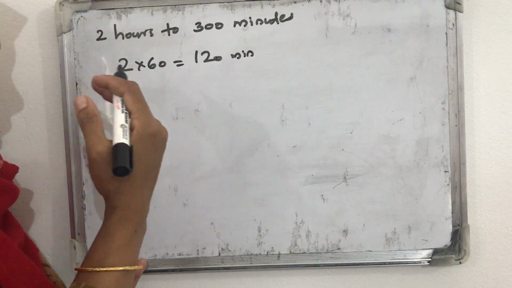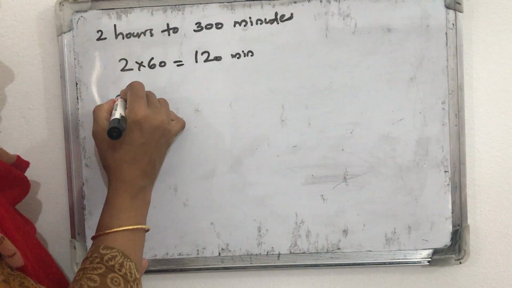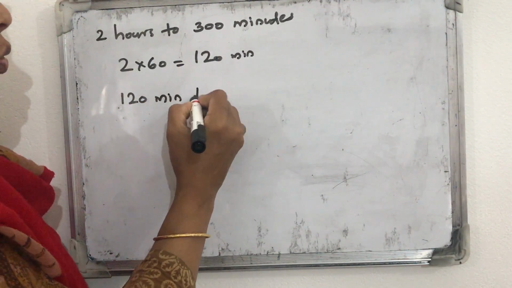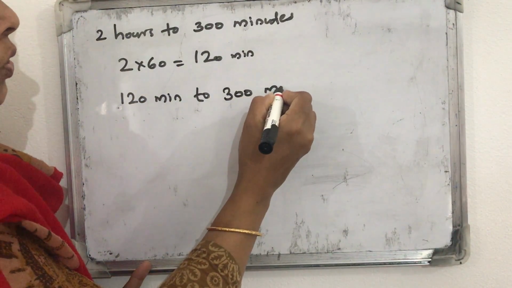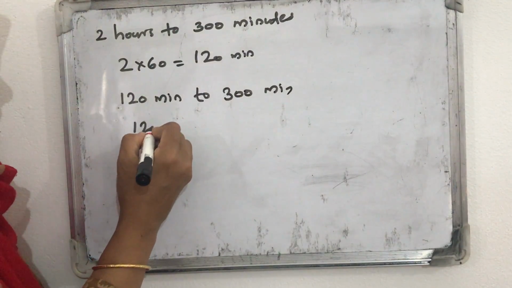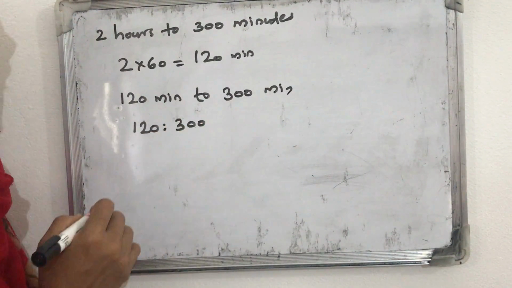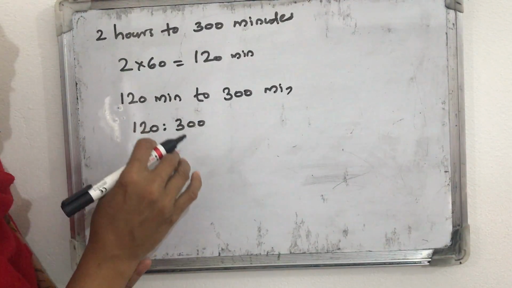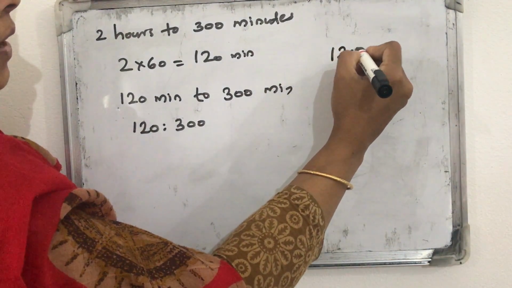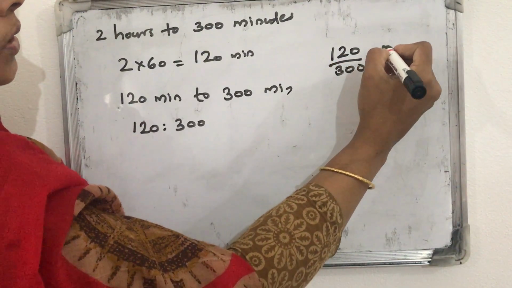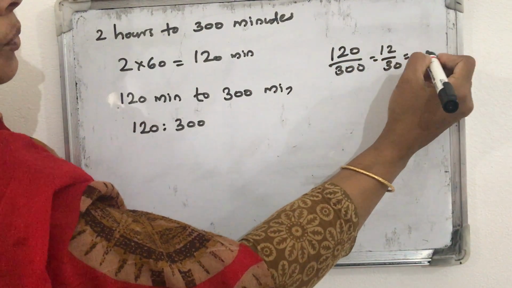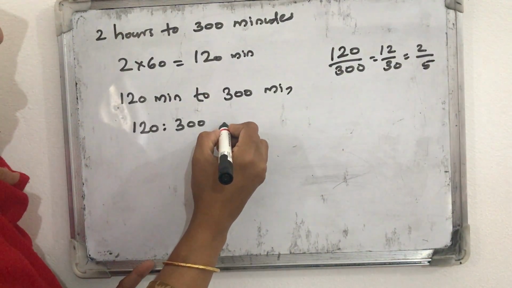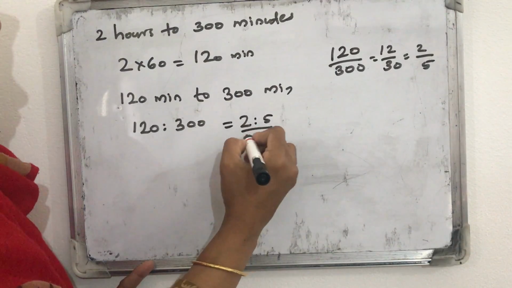Now we want to take the ratio of 120 minutes to 300 minutes. So how can we take its ratio? 120 is to 300. Then we can find its simplest form. By taking it in fraction form, we can write it as 12 by 30, that means 2 by 5. So the ratio is 2 is to 5.